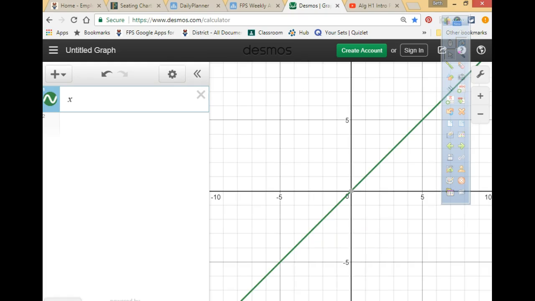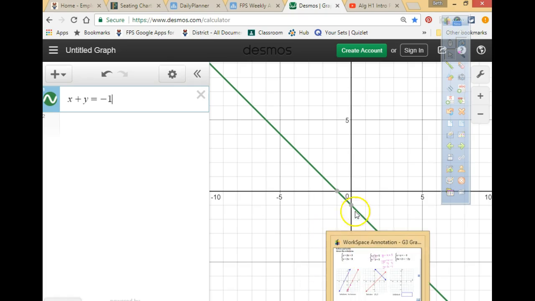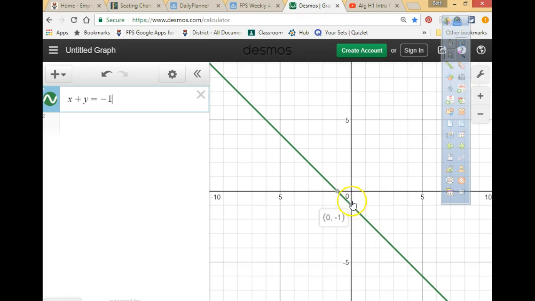So we're going to have x plus y equals negative 1. So looking at this equation, can you rewrite it in slope-intercept form? What should the new equation be in slope-intercept form? Y equals, what's our y-intercept? Negative 1. And the slope is also negative 1.